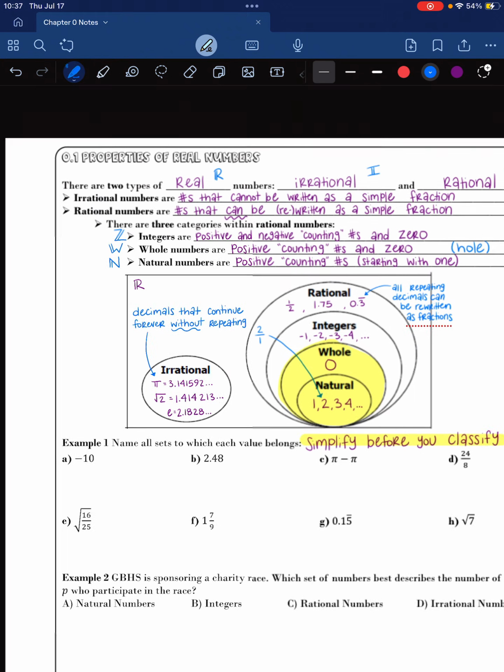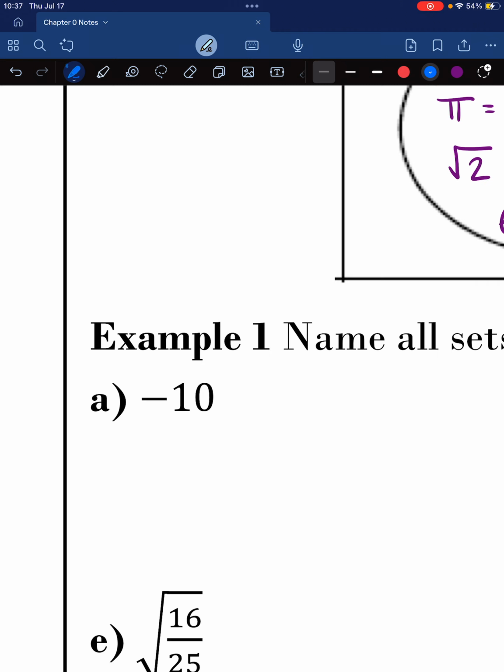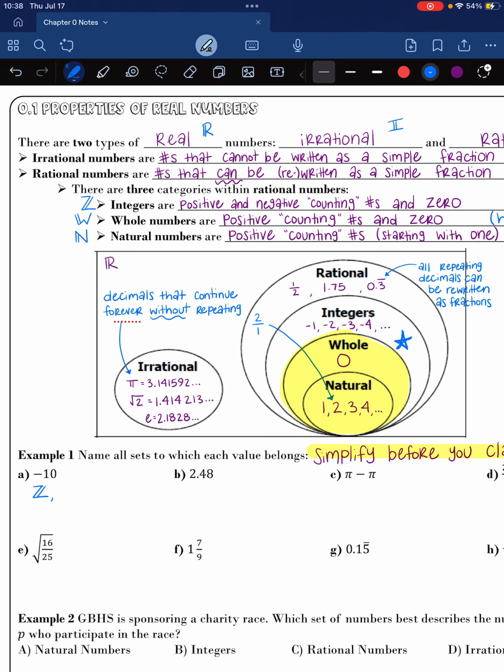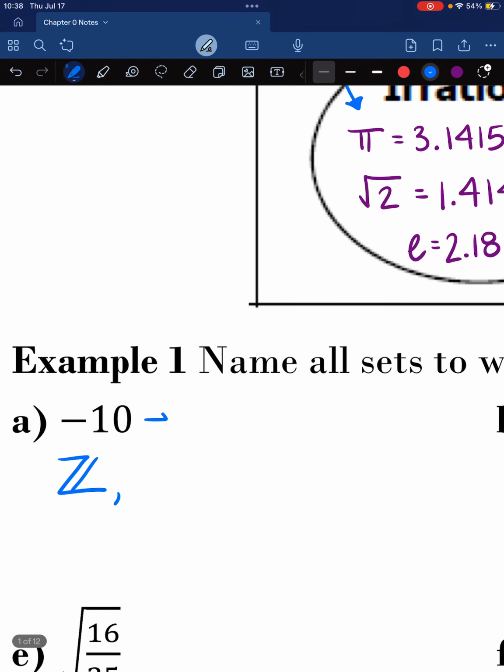Negative 10, I like to start in the most specific category possible. So negative 10 would be here in the integer circle. So I'm going to go ahead and classify negative 10 as an integer using that double struck Z so I don't have to write out the whole word. So integer, that is also in the rational circle. An integer could be rewritten as a fraction, right? Negative 10 divided by 1. So it does still count as a rational number.